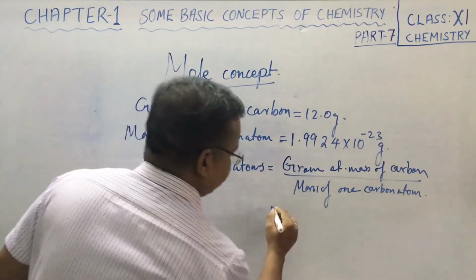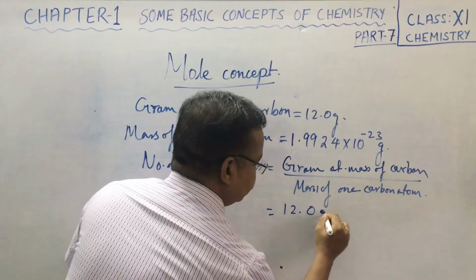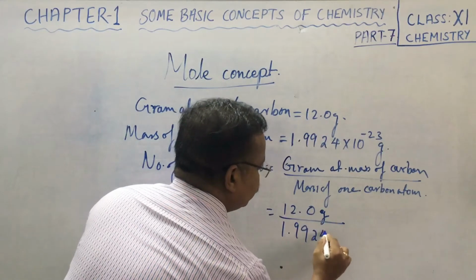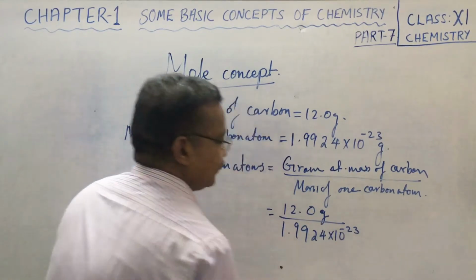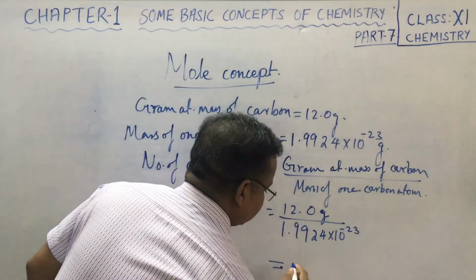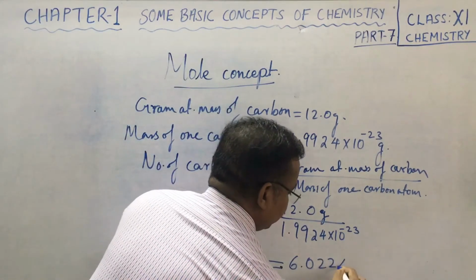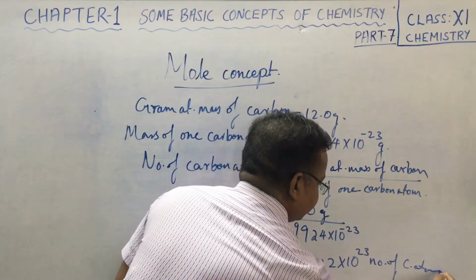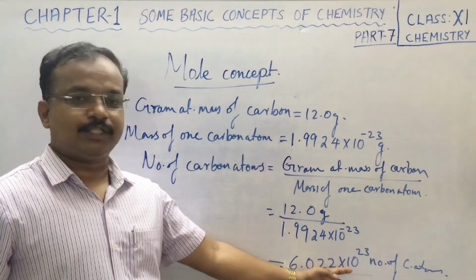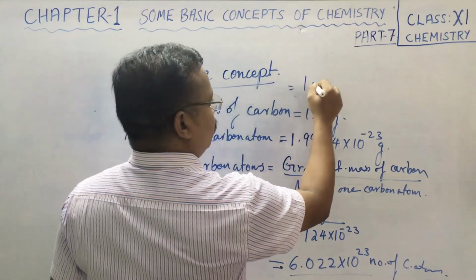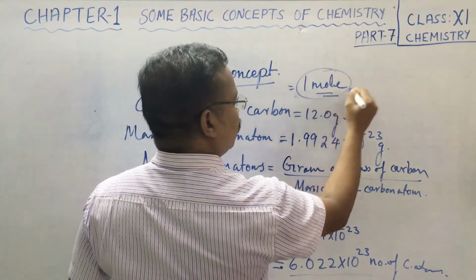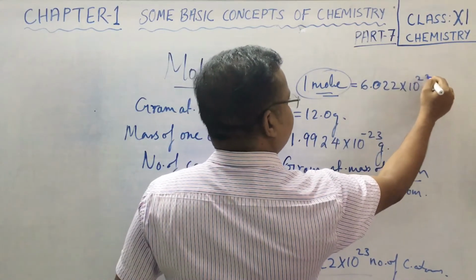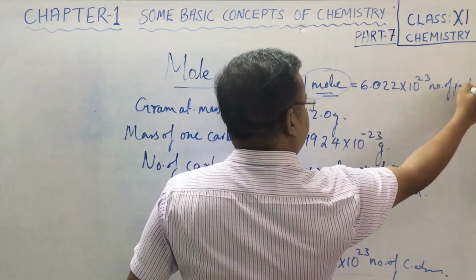Okay, here you get 12.0 gram divided by mass of one carbon atom, which is 1.9924 into 10 raised to minus 23. Okay children, this comes as 6.022 into 10 raised to 23 number of carbon atoms. This 6.022 into 10 raised to 23, we call it 1 mole of a substance. 1 mole of a substance contains 6.022 into 10 raised to 23 number of particles.